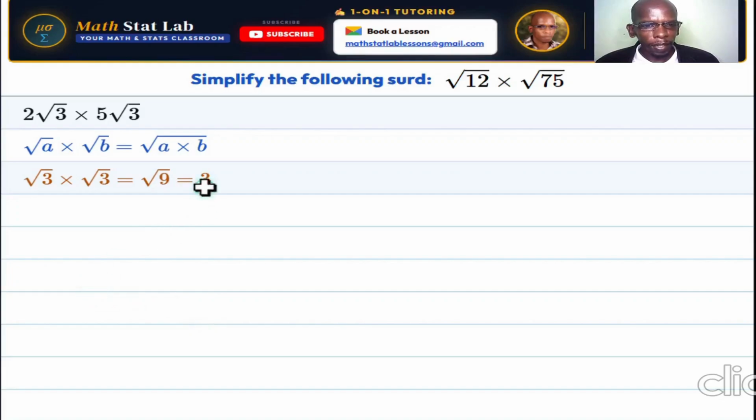But you see, after getting this 3, we also had 2 and 5. We do not touch them. So we take 2 multiplied by 5 and now multiplied by 3, the 3 which came after simplifying these two surds. So it becomes 2 multiplied by 5, then multiplied by 3. 2 multiplied by 5 is 10, then 10 multiplied by 3 is 30. And that becomes the answer for the root of 12 multiplied by the root of 75. And that's how we simplify surds.